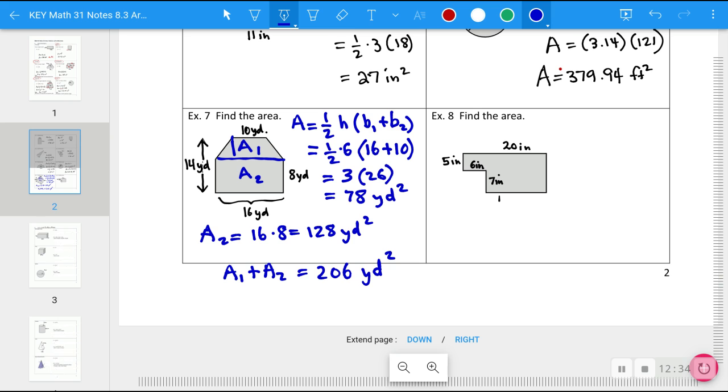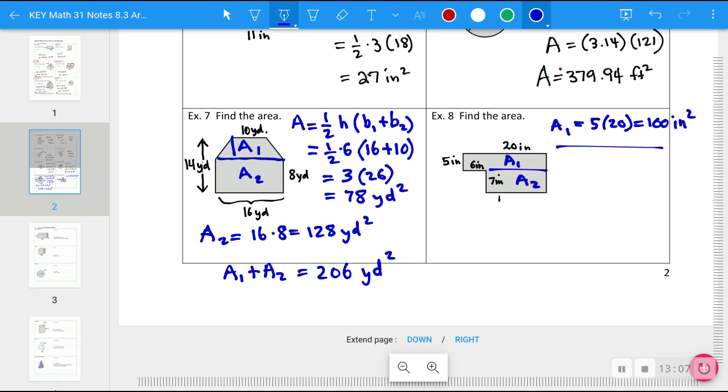Okay, on this last one here, it's not the last one of the notes, but it's the last one I'll do on this video here. We're going to cut this thing across like that and call the top rectangle A1, area number 1, and area number 2. Area number 1 is actually pretty easy here. It's just a rectangle that's 5 by 20. So that's 100 square inches of area.